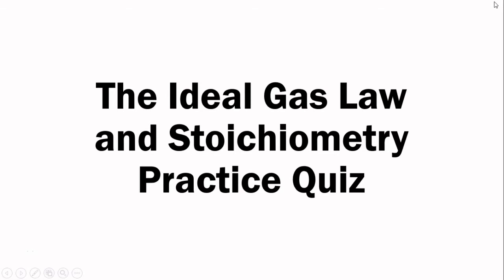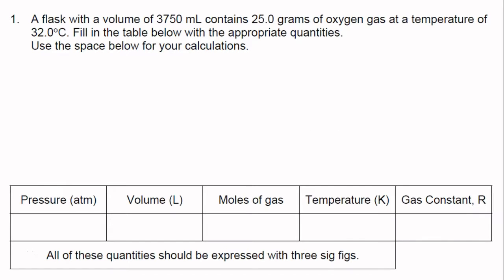These are the answers to the ideal gas law and stoichiometry practice quiz. Number 1. A flask with a volume of 3,750 milliliters contains 25.0 grams of oxygen gas at a temperature of 32.0 degrees Celsius. Fill in the table below with the appropriate quantities.